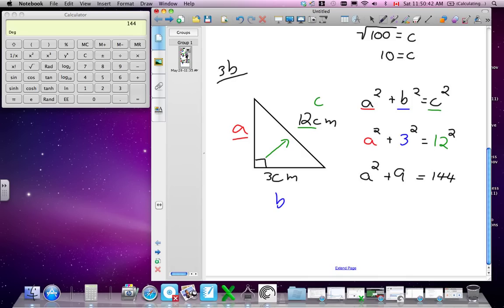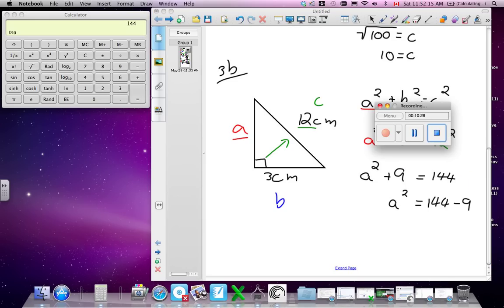But I gotta get a by itself. So, what do I have to do with 9? How do I take it out? How do I move it? Do you remember when we move things to the other side of an equal sign? What do we do with them? It's plus. And what does it become on the other side? Minus. That's right. So this side just says a squared, and when I move 9 to the other side, it becomes negative 9. So I get 144 subtract 9.